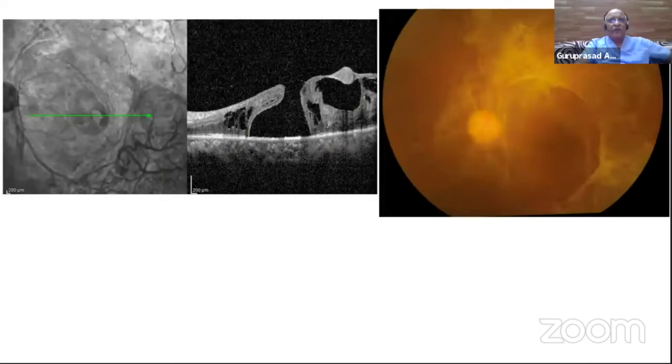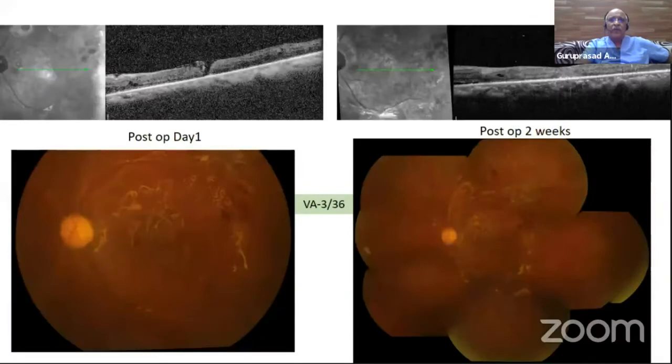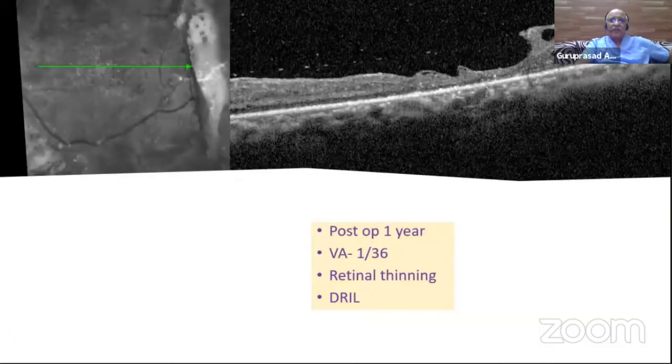Another example of a PDR with a macular hole: severe fibrous tissue proliferation causing traction, and the traction has resulted in a hole also. And this is the post-operative picture. First post-operative day and this 2-week post-operative picture are showing excellent results, and the visual recovery is 3/36. This is 1 year later.